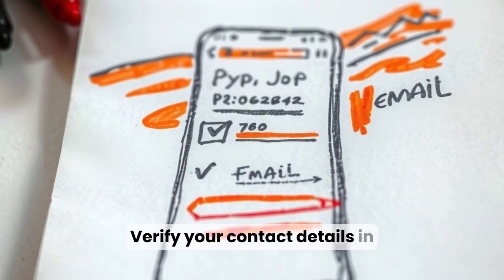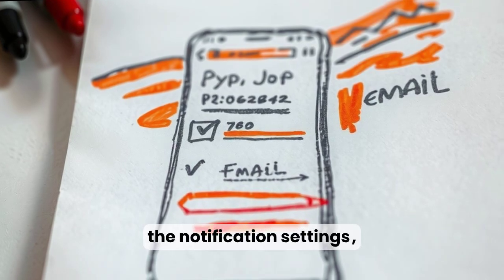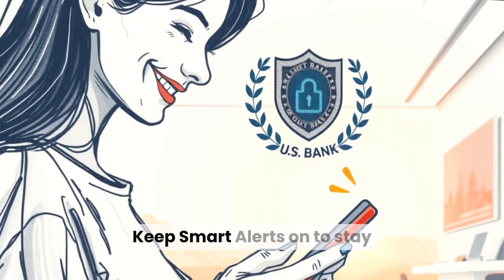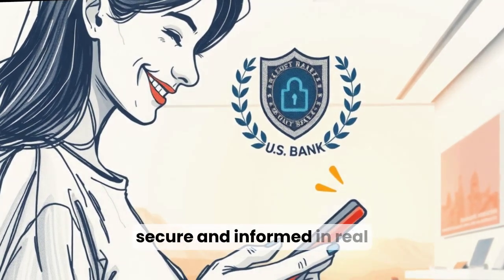Verify your contact details in the notification settings, then tap Send Test to confirm delivery. You're all set. Keep Smart Alerts on to stay secure and informed in real time.